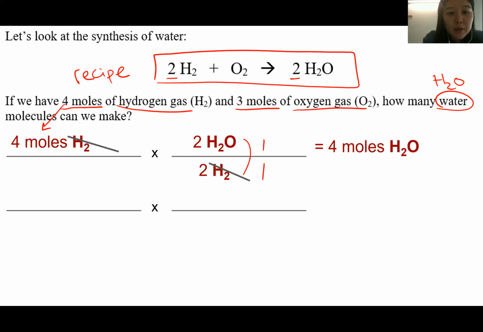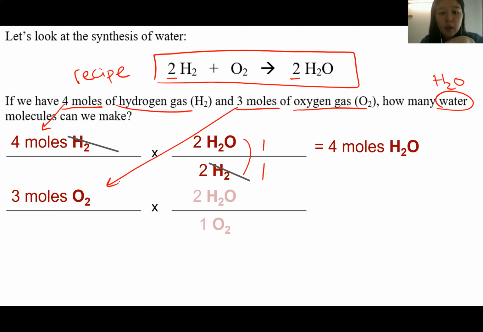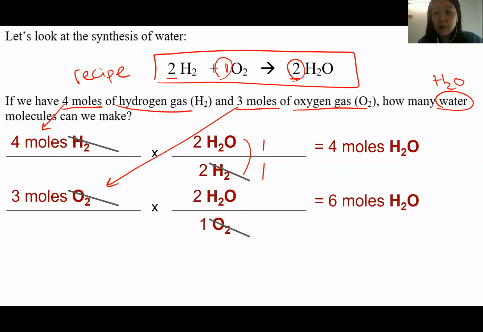And now I'm going to use 3 moles of oxygen gas to calculate how many water molecules we can make. So we have 3 moles of O2. We need to set up a mole ratio between oxygen and H2O, which is 2 to 1. We have 2 moles of H2O and 1 mole of O2. We're going to cross out the O2 and we get 3 times 2 is 6 moles of H2O.